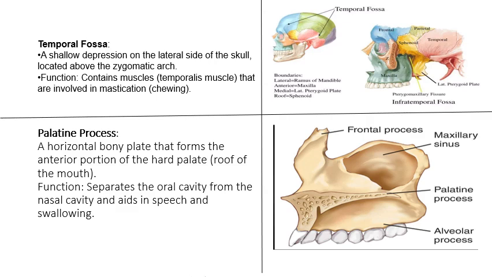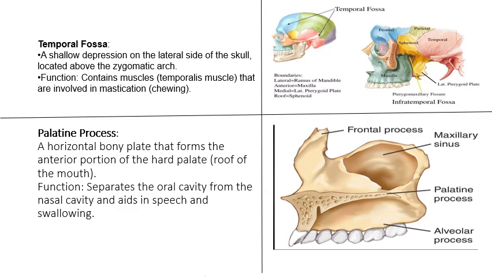temporal fossa. The temporal fossa is a very shallow depression on the side of the skull, which is located slightly above the zygomatic bone or cheekbone. It houses the temporalis muscle, which again plays a key role in chewing.